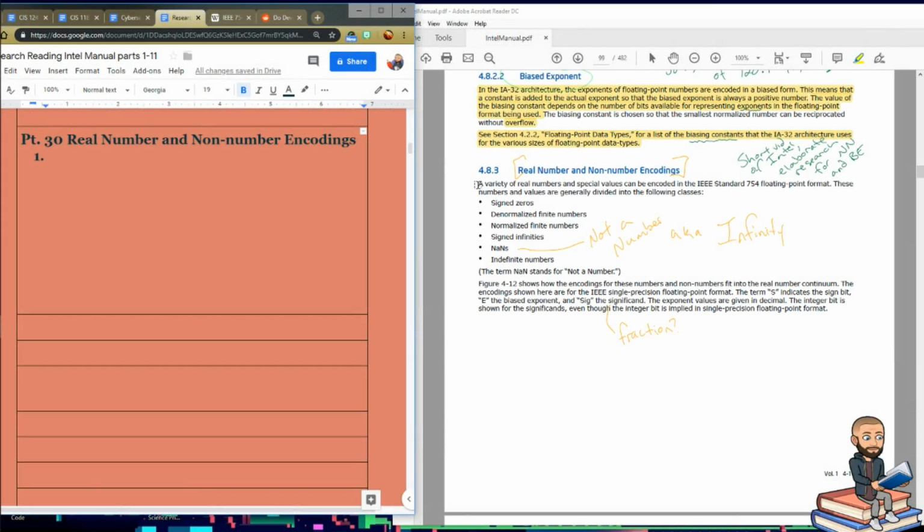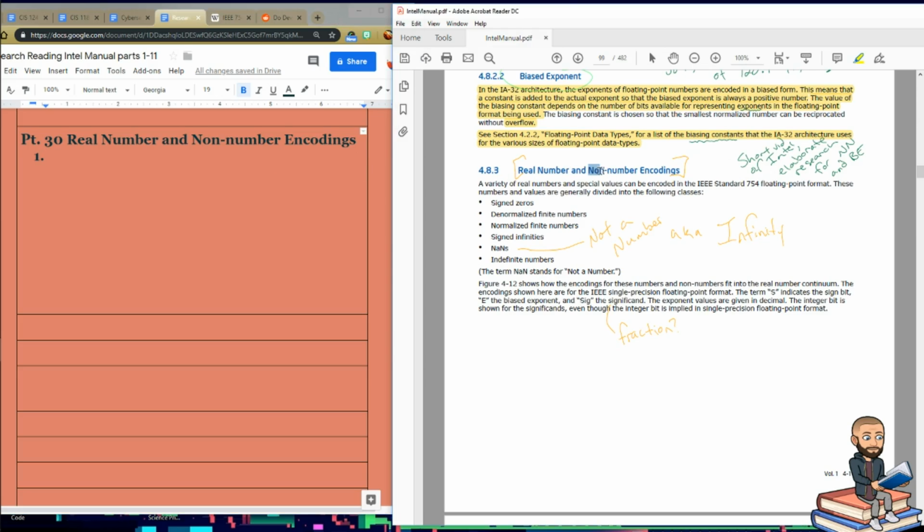The objective here is to describe what the Intel manual says about real number and non-number encodings. As soon as I saw "non-number encodings," my mind immediately jumped to ASCII, but I don't think that's where they're going with this. They start by saying a variety of real numbers and special values can be encoded in the IEEE standard 754 floating point format. These numbers and values are generally divided into the following classes. So no, nothing about text or strings.